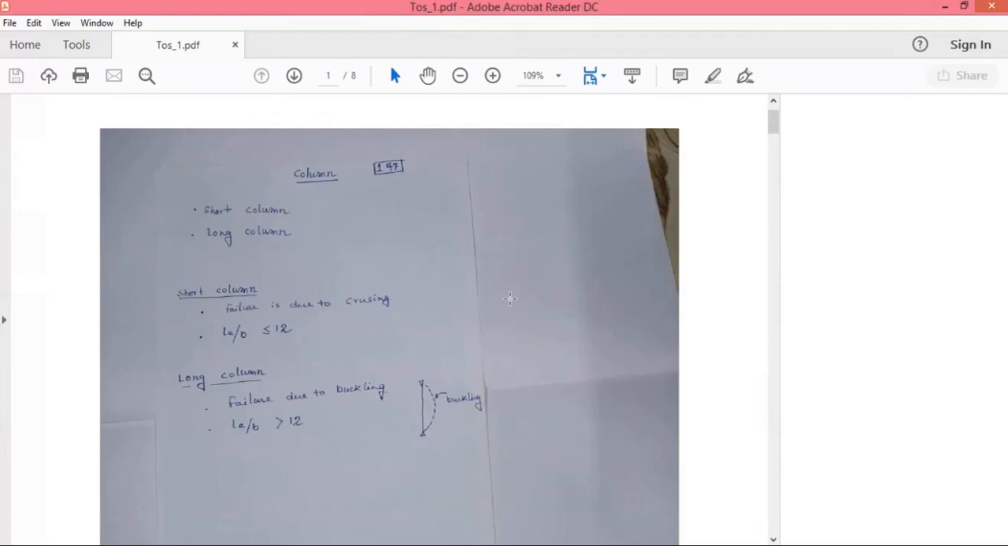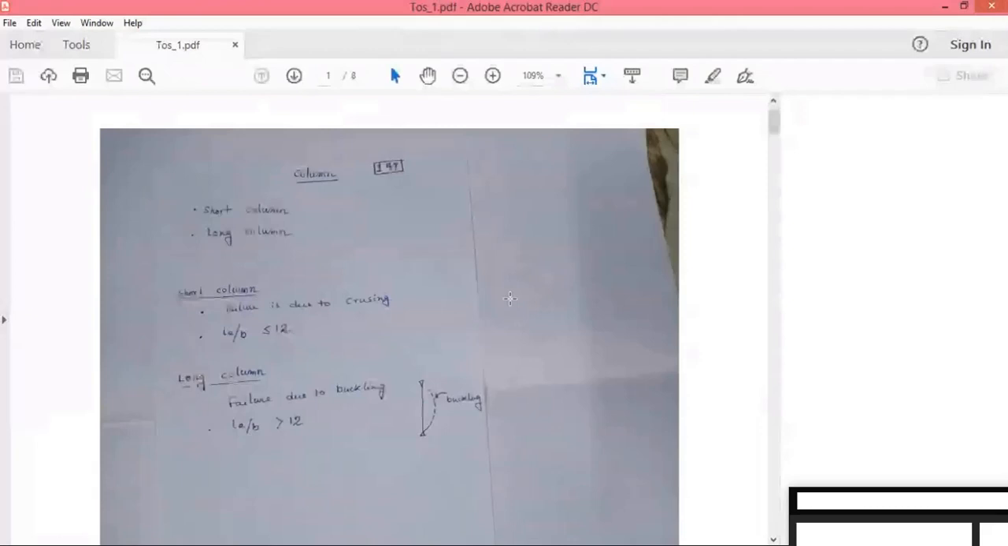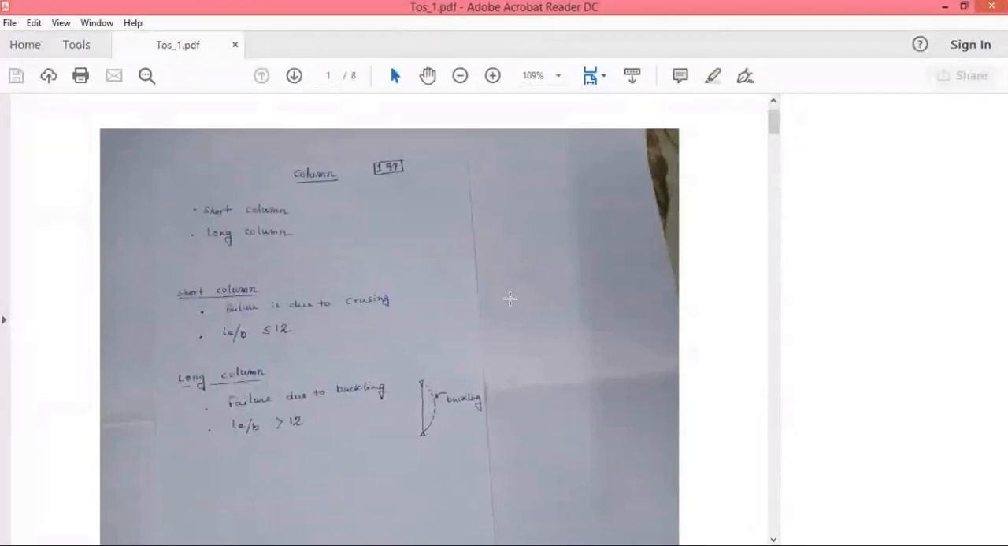This failure is called buckling failure. In buckling failure, again I repeat, the developed stress is much less than the crushing strength of the column materials, but due to the application of the compressive load, the column does not maintain its initial configuration. If it is so, then the column is called buckled. This phenomenon is called buckling.